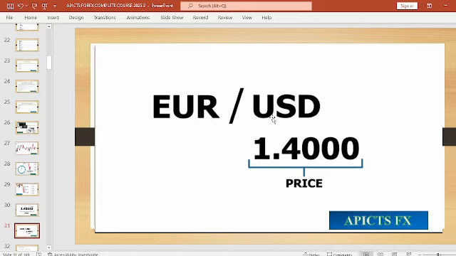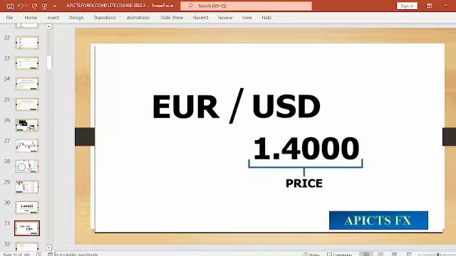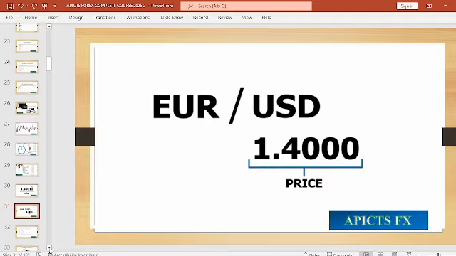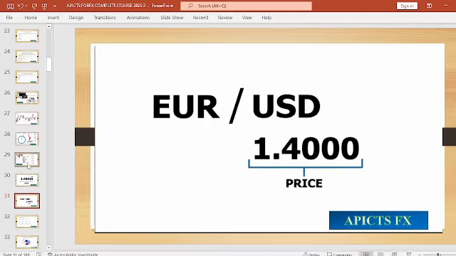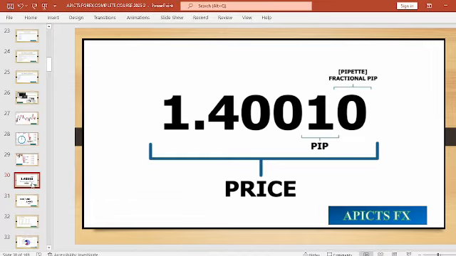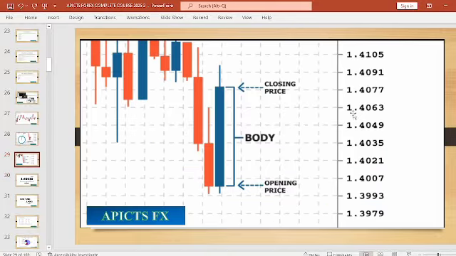The one on your left is called your base currency. The one on your right is called your quote currency. And then the price is always in four decimal places. For example, look at this now: 1.4063, 1.4049, 1.4035. Usually in four decimal places.